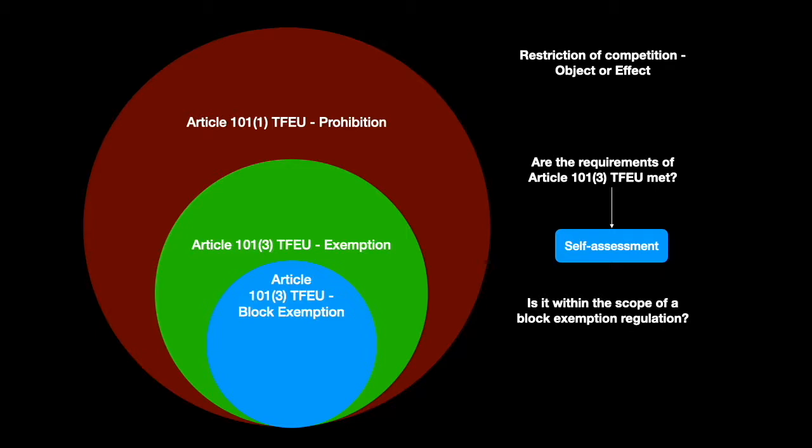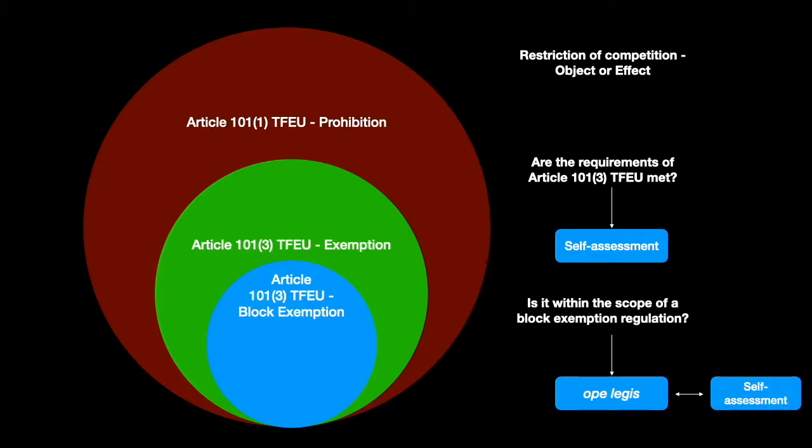Now, because of the existence of these block exemption regulations, the first question to ask is, if it is covered by the prohibition, is it then within the scope of a block exemption regulation? And if it is, then the agreement is ipso jure compatible with Article 101, Paragraph 3, and thus it is not incompatible with Article 101, it's not incompatible with the treaty. Now, again, this will involve the conduct of self-assessment in order to ascertain whether or not the agreement is covered by this block exemption.